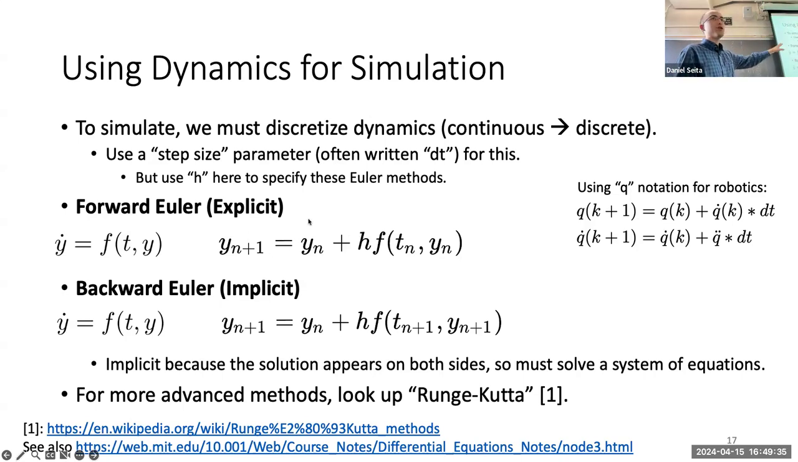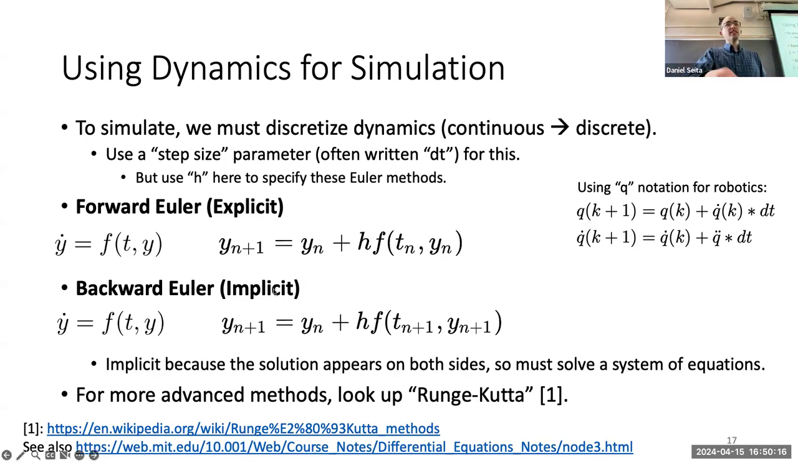But using this notation is the more general way, and the one that you'll see when you look up how these methods work. So you have y n plus one equals y n, which is the prior value, plus some step size times this thing, which is that time derivative. Now, backward Euler, you get this. And the only difference is instead of having t n and y n, you get t n plus one and y n plus one.